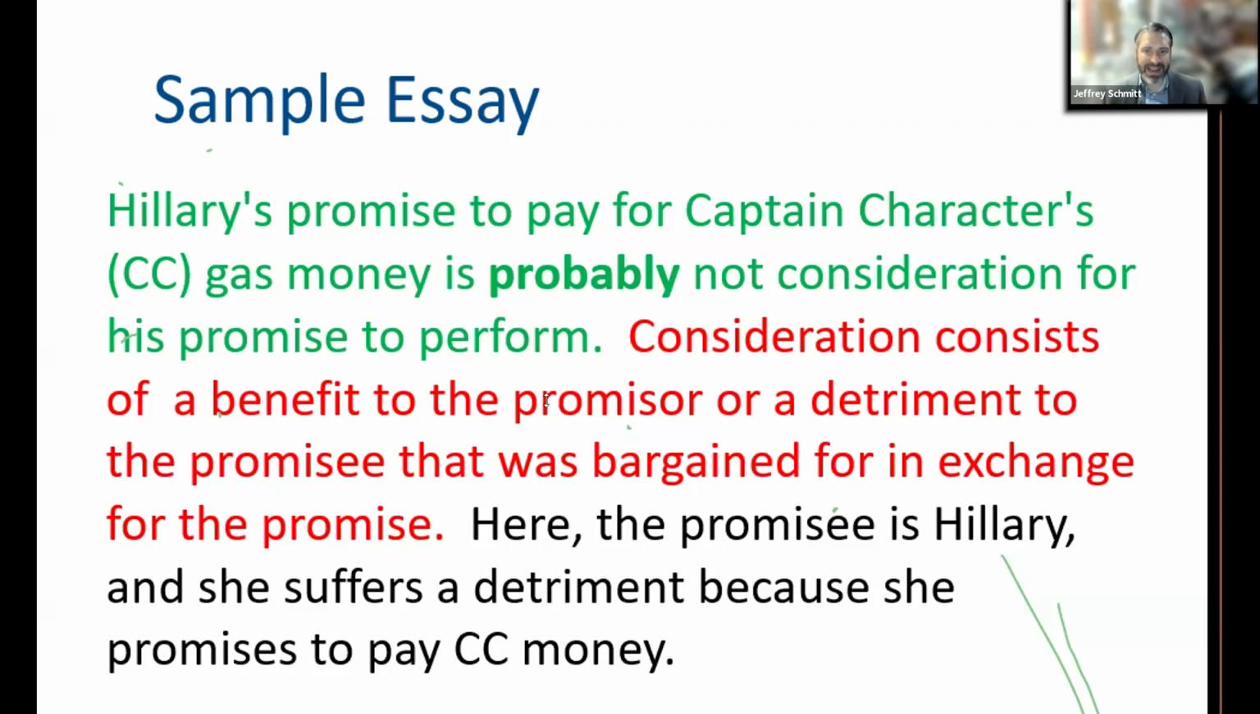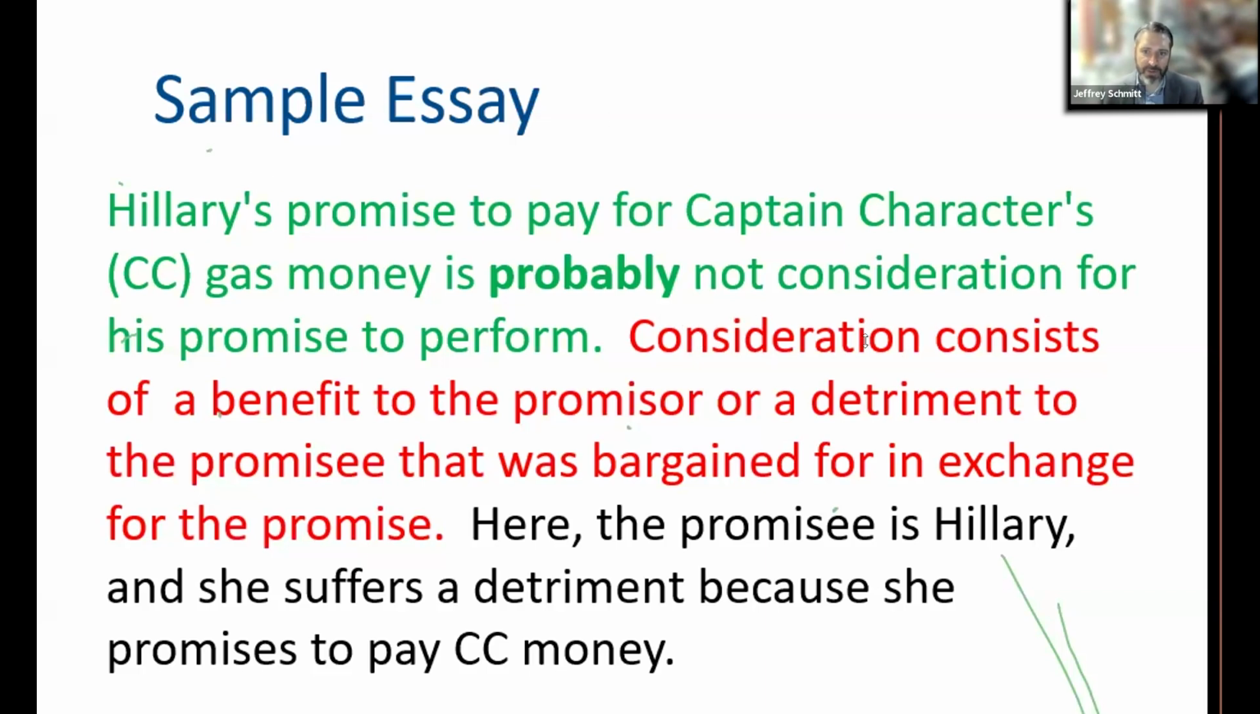This is how I would write an essay answer to that problem. You would start out by stating the issue or the conclusion, either one. You know, the issue is whether or not there was consideration. I'm starting instead with my conclusion because I already know where I want to go here. I'm saying Hillary's promise is not consideration. I then need to give my rule statement, right? So I'm starting with my issue or conclusion. I'm then giving my rule statement.